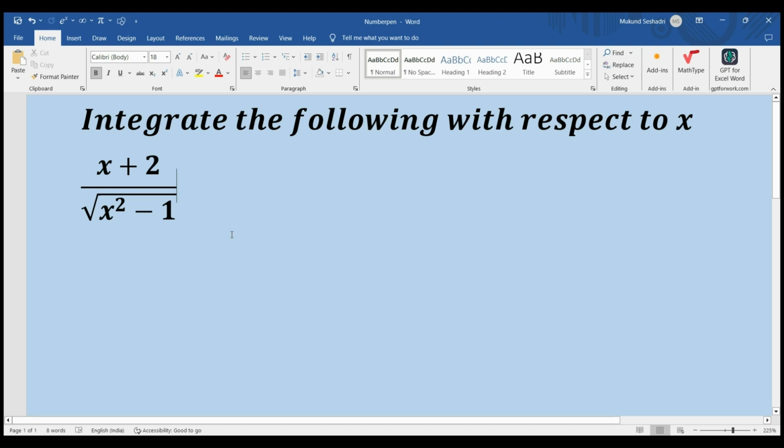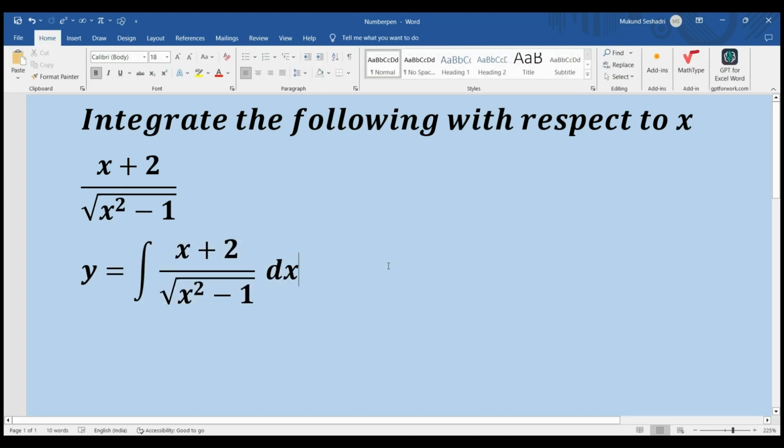So there we have the problem on the screen. Integrate the following with respect to x. We have x plus 2 the whole divided by square root of x square minus 1. So what we have been given is dy by dx and we've been asked to find y. My y is nothing but integral of the given expression. So let's write down what our y is.